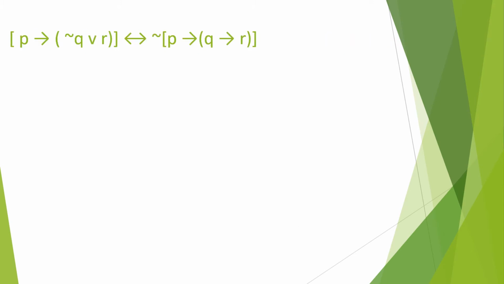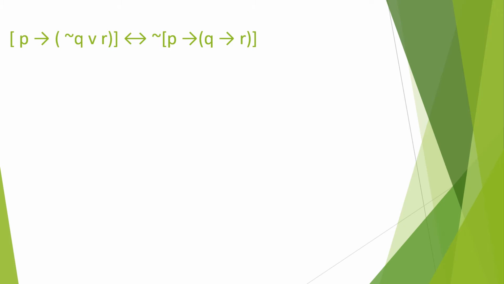Let's consider one more statement pattern to find out whether it is a tautology, contradiction, or neither. The statement pattern given here is P implies (negation Q or R), double implication, negation of [(P implies Q) implies R]. So here the statement pattern contains three atomic statements P, Q, R. So the truth table will have 8 rows.